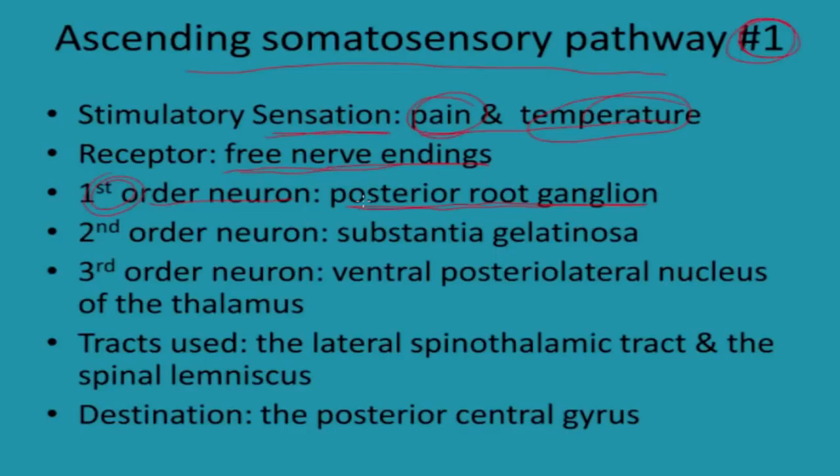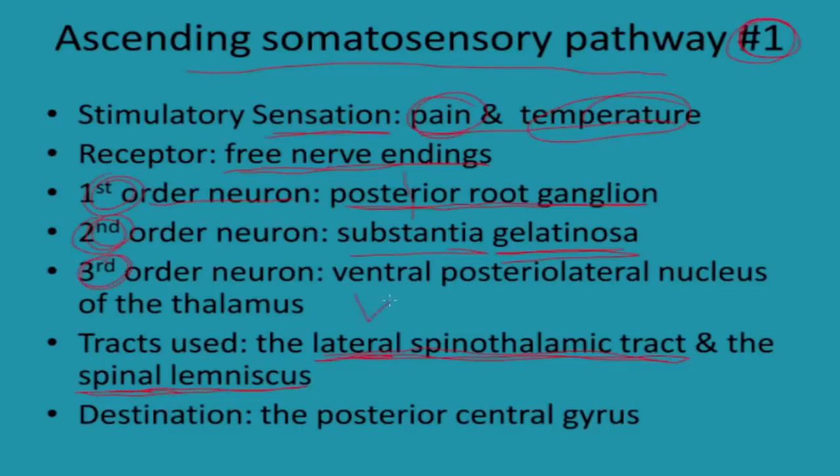It then goes into the spinal cord, into the lateral spinothalamic tract, which we saw on the previous slide, and synapses onto the second order neuron in the substantia gelatinosa. The stimulus then travels up the spinal cord until it reaches the medulla oblongata, where it changes to the spinal lemniscus. Once it travels through the pons and then into the midbrain, it synapses on the third order neuron.